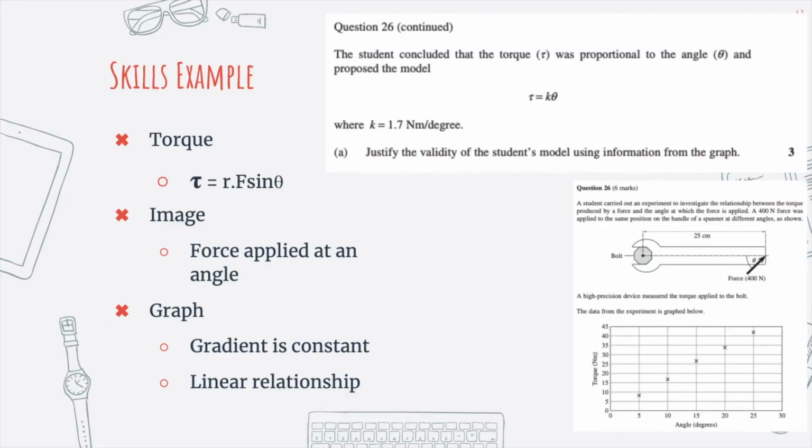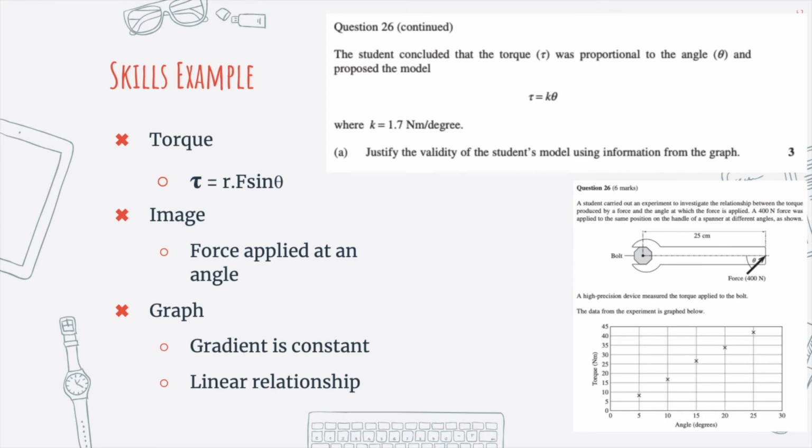The first question asks us to justify the validity of the student's model using the information from the graph. So there is some data interpretation that is already being asked of me, one of the working scientifically outcomes, and I'm going to need to report on this by justifying the validity of the student's model. Now this model is that torque is equal to a constant value multiplied by theta, where that constant value is 1.7 Newton meters per degree.